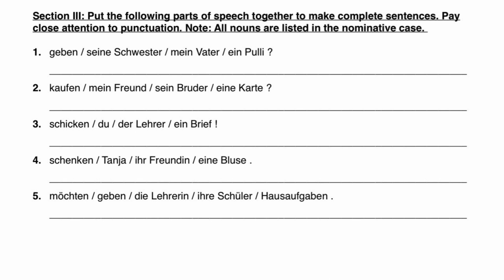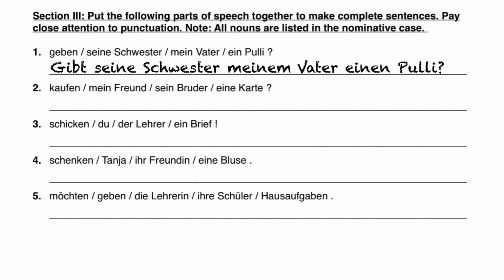So what is being given in this sentence is ein Pulli, which is a pullover or a sweater. Mein Vater is the one receiving that, which makes him the indirect object and therefore the dative case. So we have here, gibt seine Schwester meinem Vater einen Pulli. Is his sister giving my father a pullover or sweater?